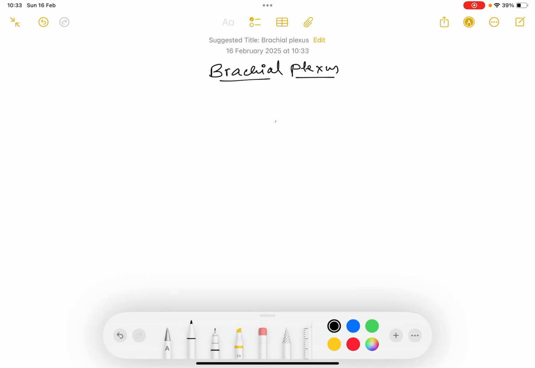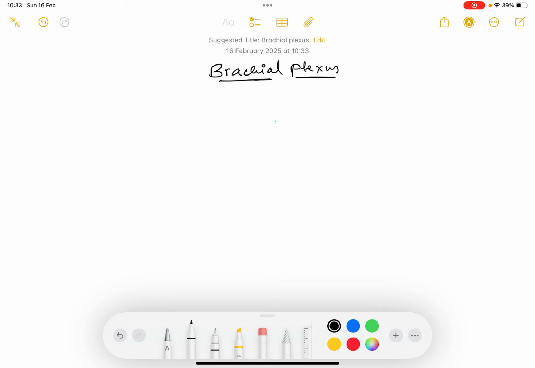Hello everyone. Today we are going to discuss the brachial plexus. This is one of the most important and most difficult topics for MBBS students. So let's see the brachial plexus, right? I'll start without any delay.